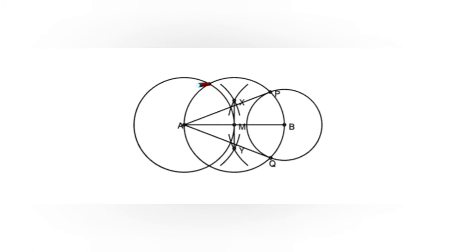Next, we will mark the points of contact of the new circle with the larger circle as R and S. Again, we will join the external point B to R and external point B to S so as to obtain the two tangents from the external point B to the circle with center A, that is BR and BS. Hence, AP, AQ and BR, BS are the required tangents in this case.